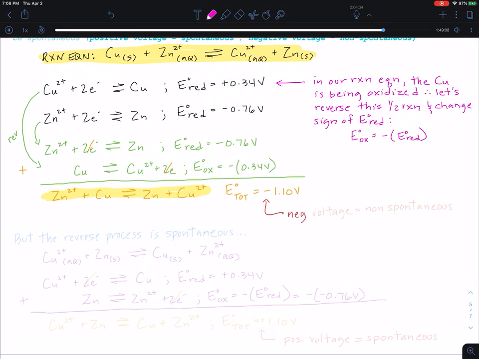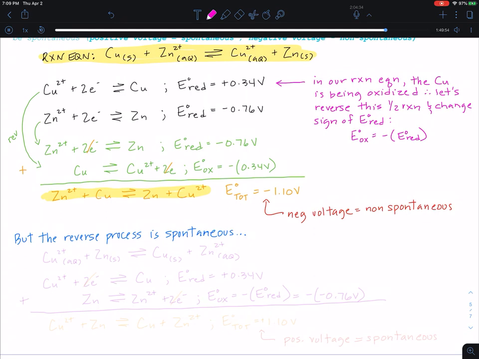A negative voltage equals not spontaneous. But guess what? The reverse process is spontaneous. And what do I mean by that? So let's check it out.